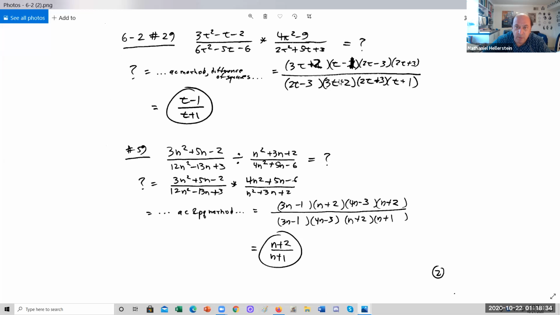Now, the 3t plus 2 cancels. The 2t minus 3 cancels. The 2t plus 3 cancels. All that's left is t minus 1 in the numerator and t plus 1 in the denominator.